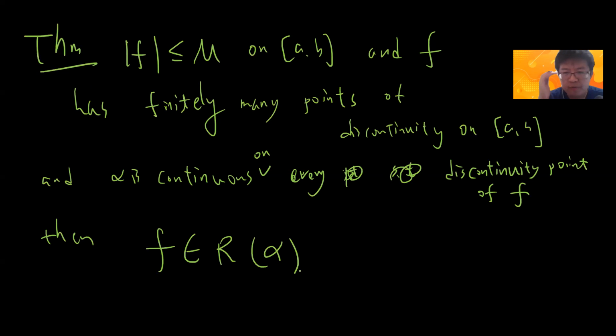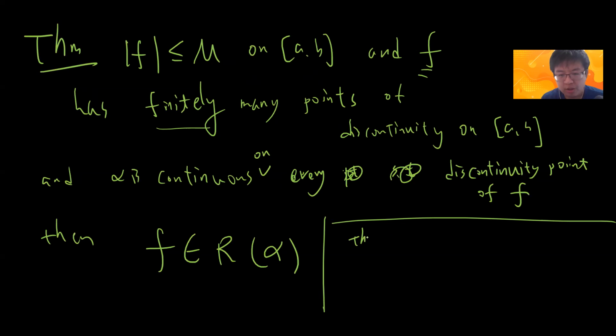So this theorem is very tricky. We proved that if a function is continuous, then it is integrable. Now this theorem says that it's fine if you have some finite discontinuity, as long as alpha is a very nice function, continuous at every point of that discontinuity. Then f is integrable.